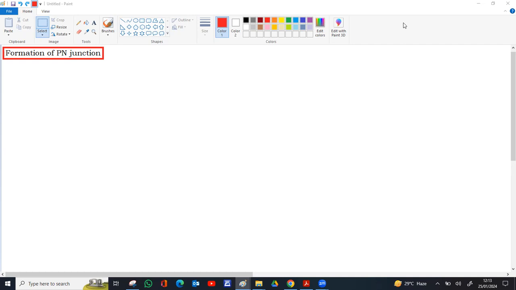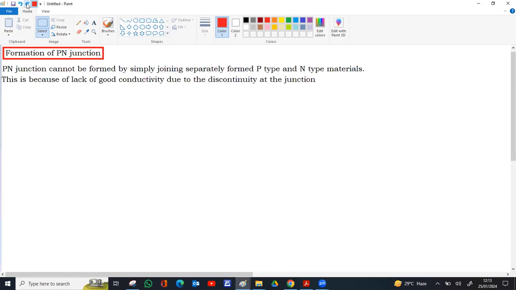This discontinuity can lead to imperfect conduction across the junction. The materials are already semiconductors, so their conductivity is very low. If there is a discontinuity at the junction, even at the micrometer level, that can affect the conductivity. That's the reason why a Pn junction cannot be formed by combining separately formed P-type and N-type materials.